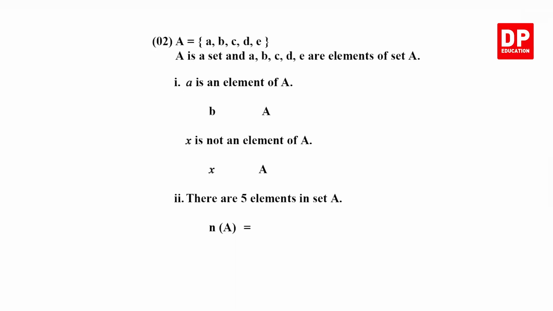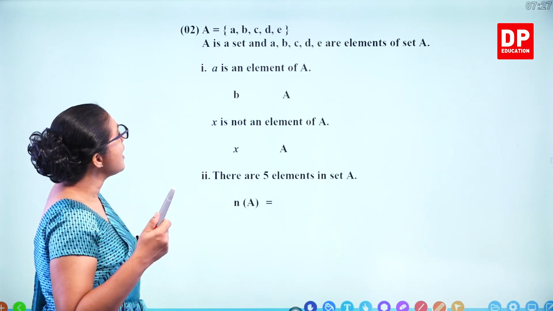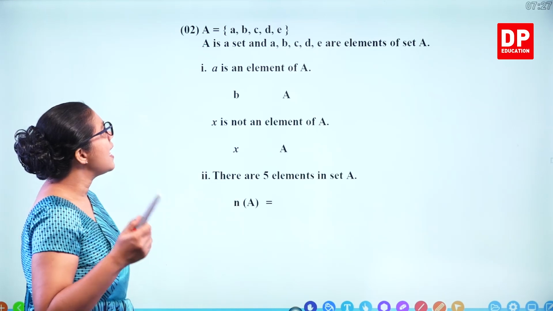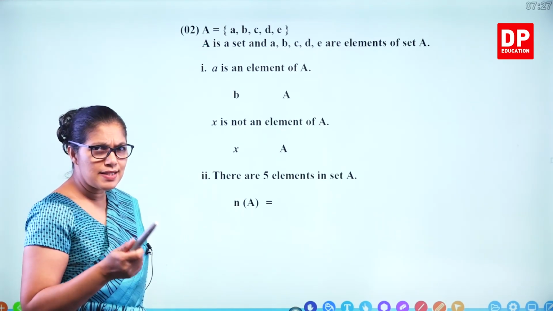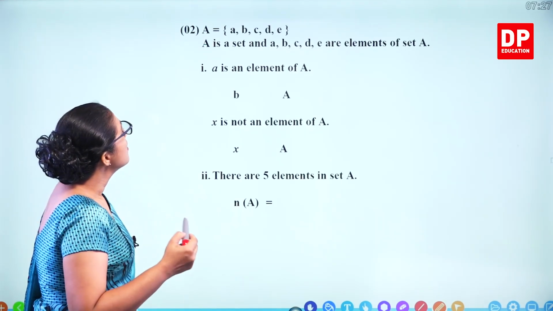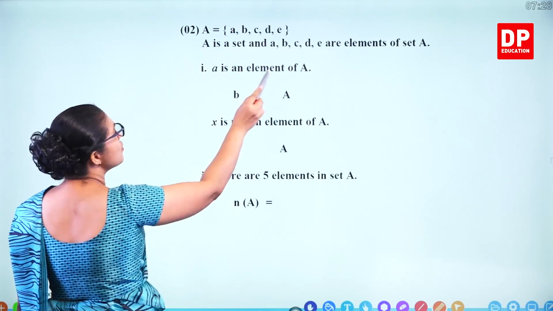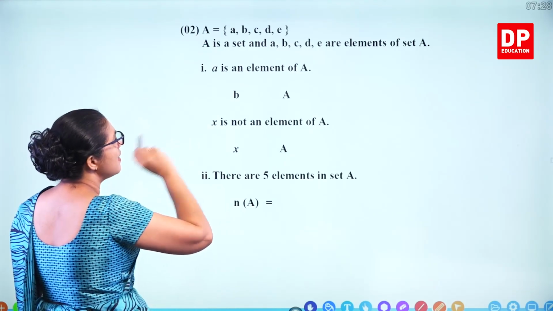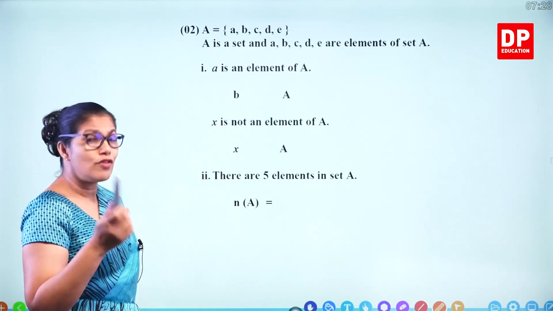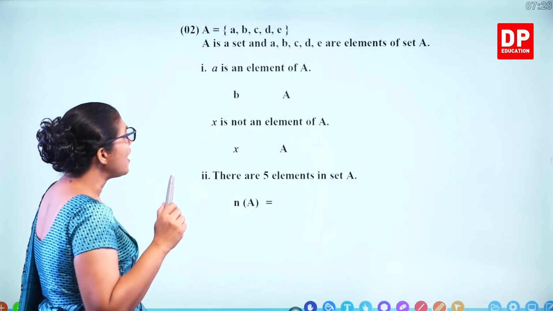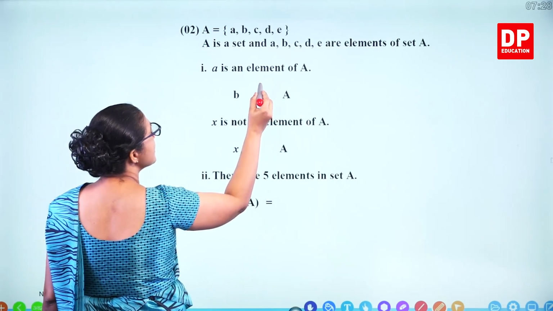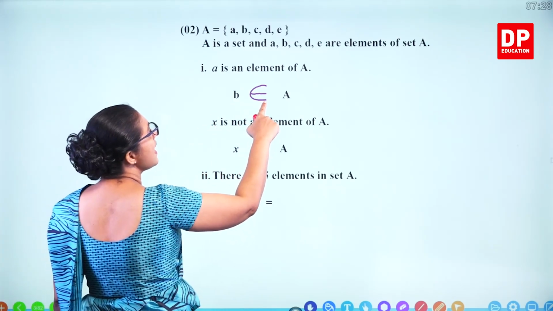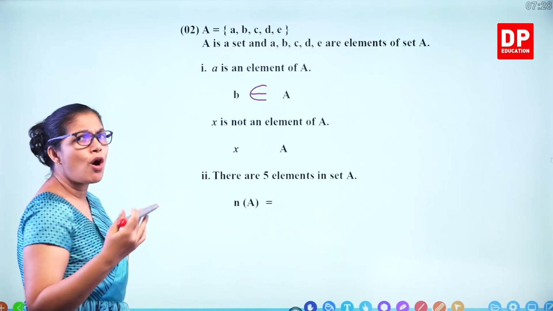Look at the set A. What are the elements? A, B, C, D, E. Those are called elements. So we write elements inside curly brackets with commas. So A is an element of A because this one is inside the curly brackets. B is also an element. So there's a way of writing that. We use this symbol to represent an element. B is an element of A, or B belongs to A.